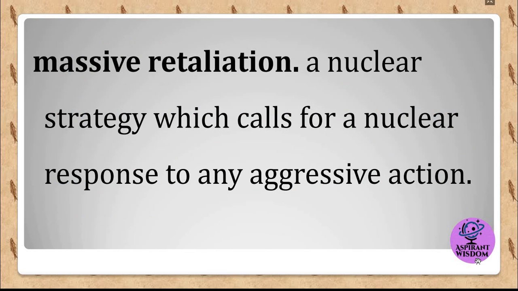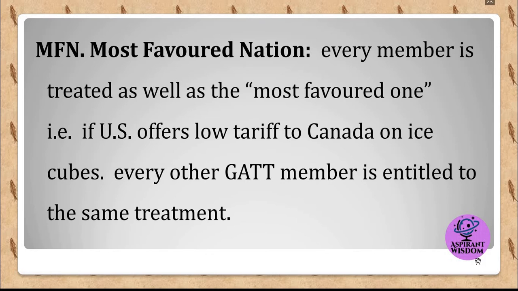Massive retaliation. A nuclear strategy which calls for a nuclear response to any aggressive action. MFN. Most favored nation. Every member is treated as well as the most favored one, i.e., if the U.S. offers a low tariff to Canada on ice cubes, every other GATT member is entitled to the same treatment.